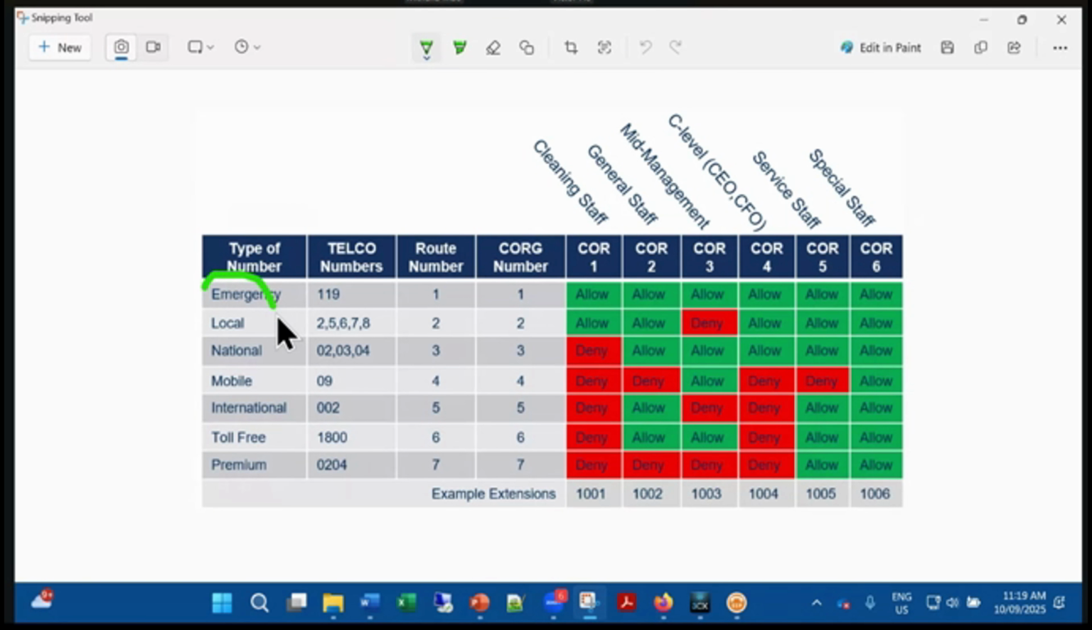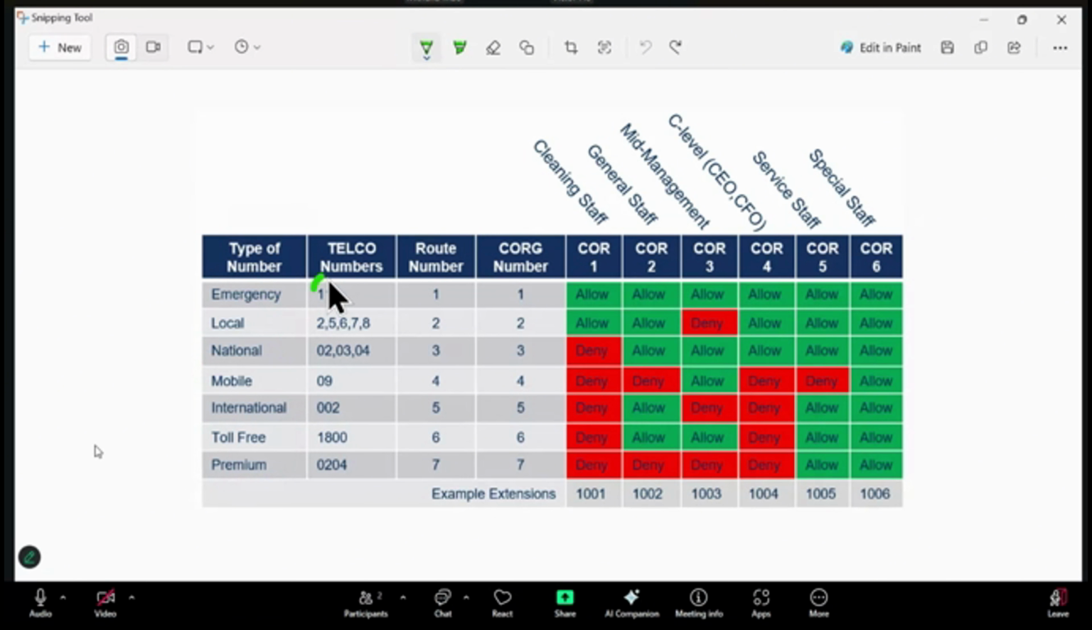First of all, you need to think of every type of number. These are the normal types of numbers in most countries. So for all the different types of numbers that you want to treat differently, that you want to allow or block, put them in a new line. Every type of number that you must allow or block, put it in a new line.